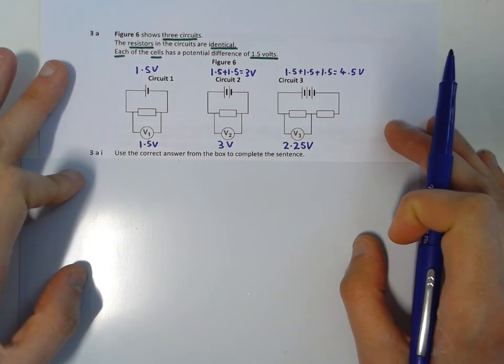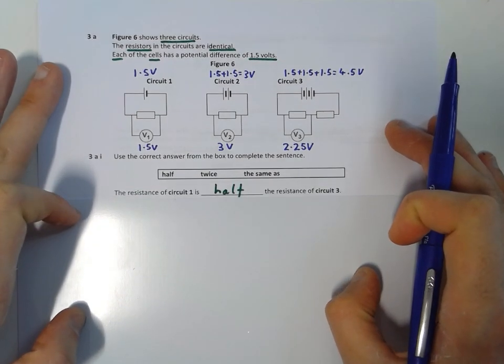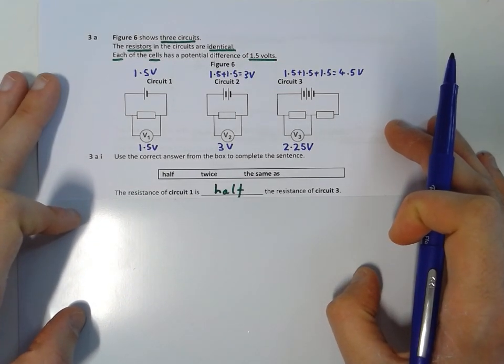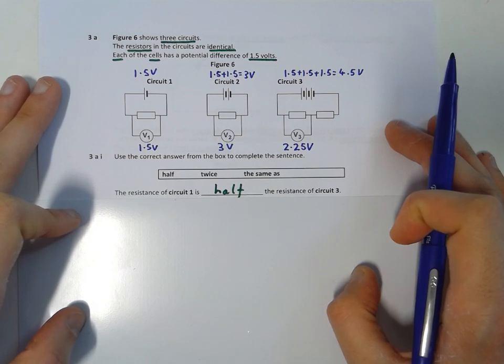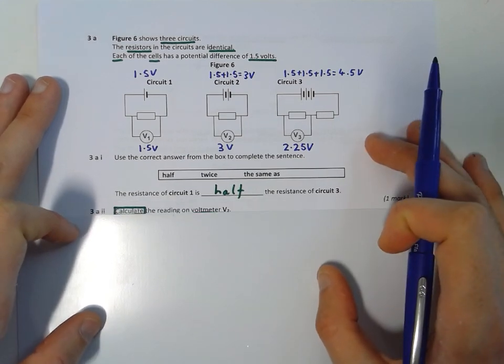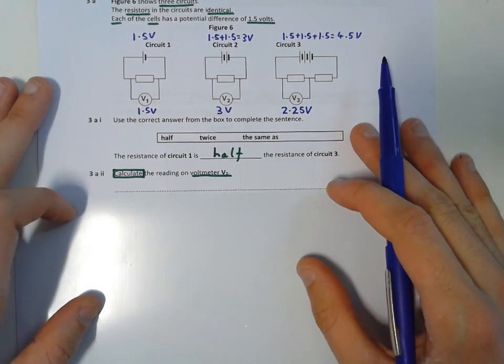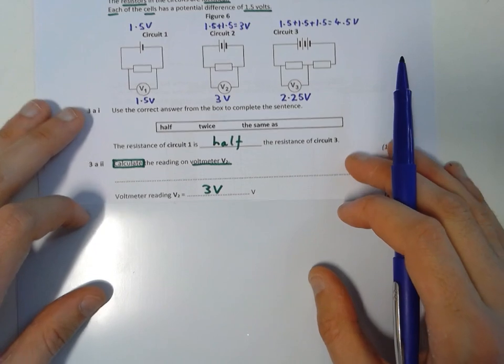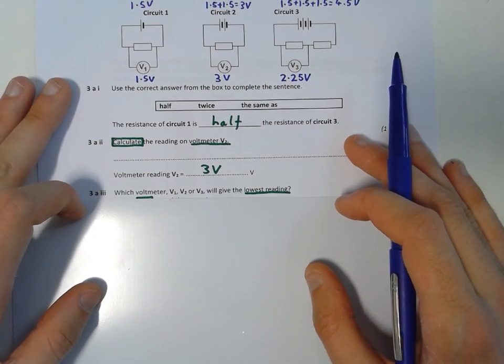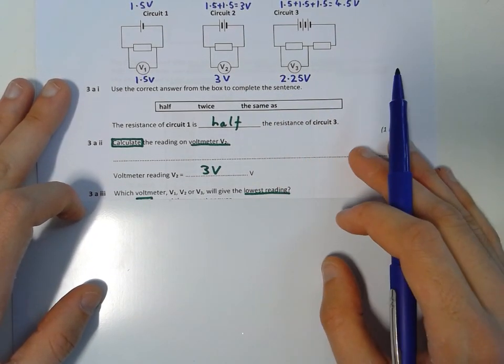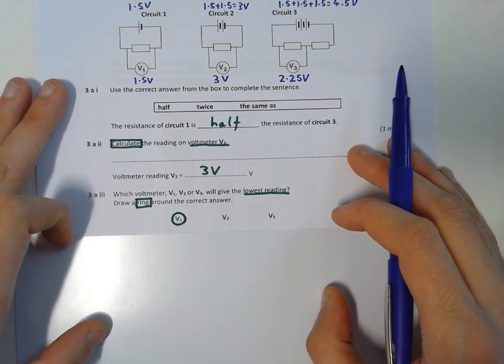Okay, use the correct answer to complete the sentence. The resistance of circuit 1 is half the resistance of circuit 3. Calculate the reading on voltmeter V2. Well, I've already done that here. That is 3 volts. Which voltmeter will give the lowest reading? Again, I can already work that out from my annotations. That is V1.